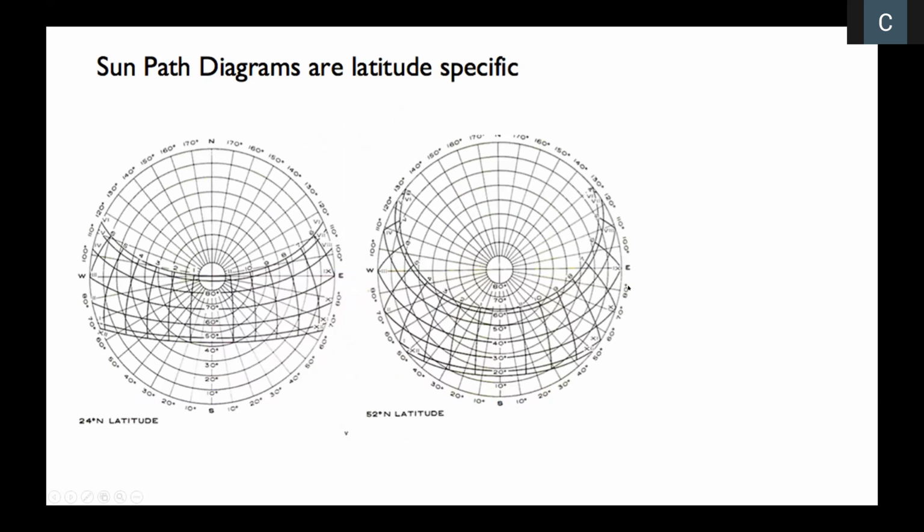Sun path diagrams are latitude specific. This is something that we have gone over a few times, so I don't think this will come as a surprise. At 24 degrees north latitude, you're going to have some particular image of how the sun moves through the sky over the entire year, right? You've got rising in the east on the equinox, and then setting in the west on the equinox at 24 degrees north latitude. And we can see that it rises at 6 in the morning, it sets at 6 in the evening.